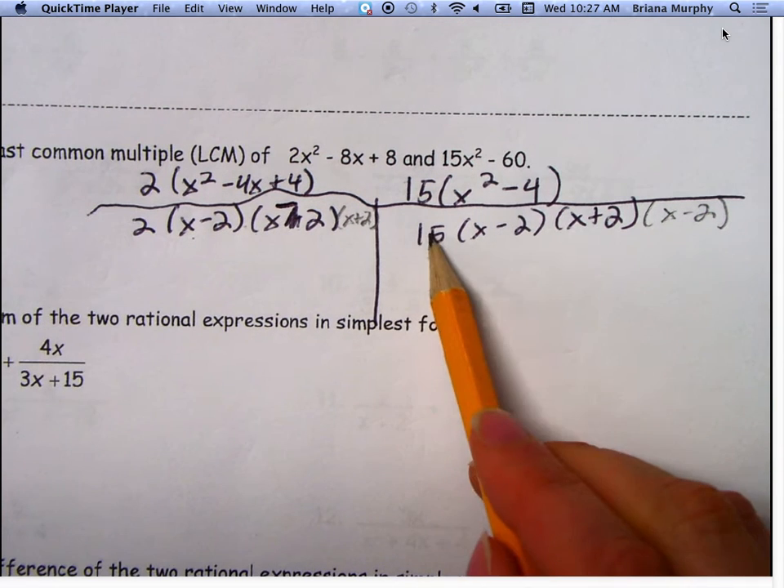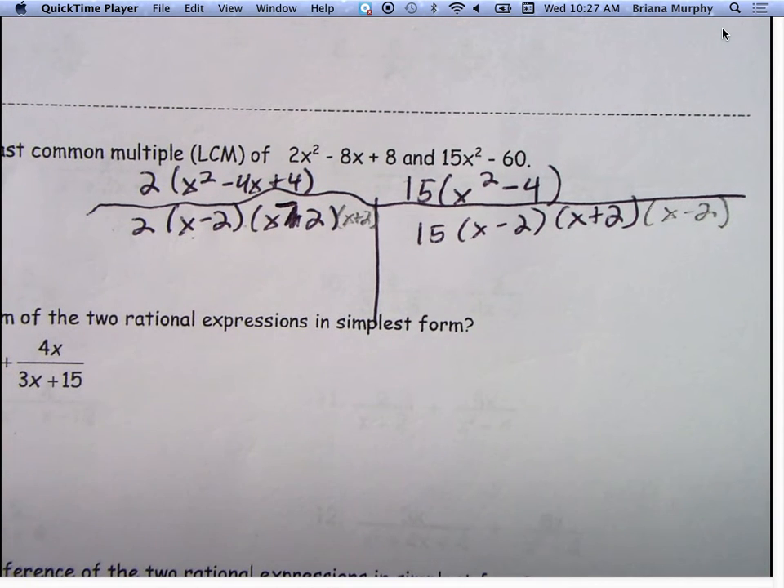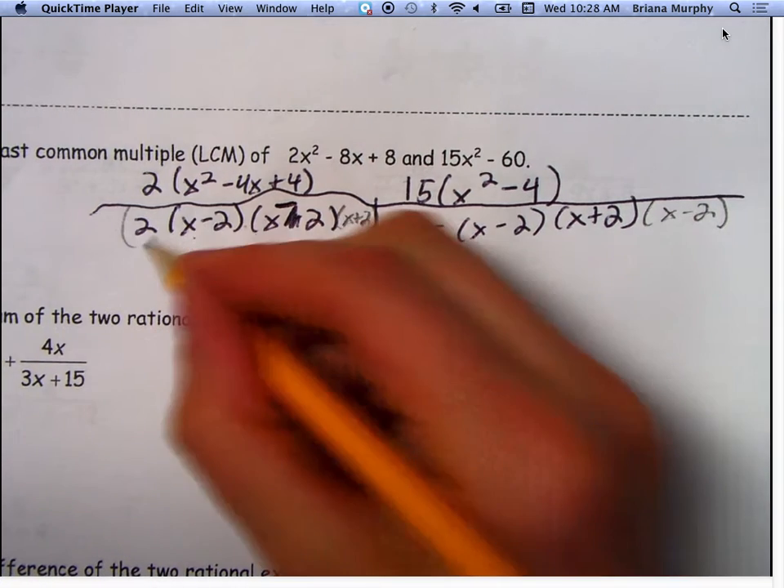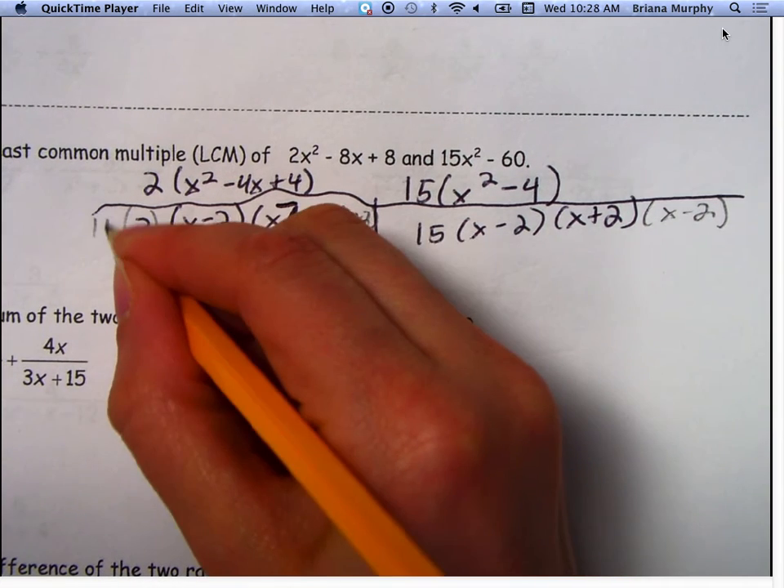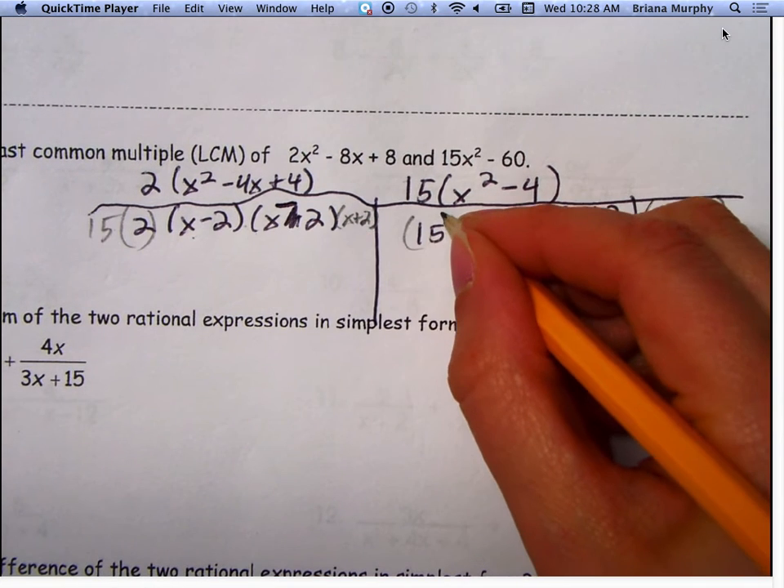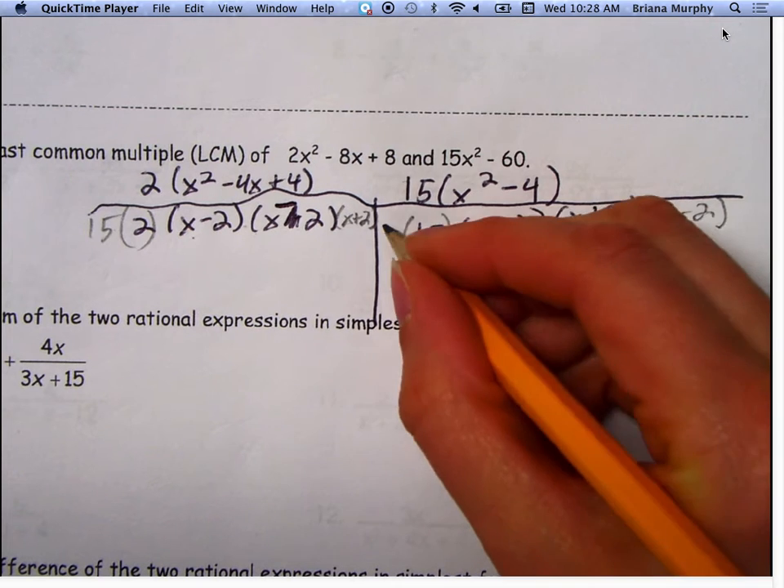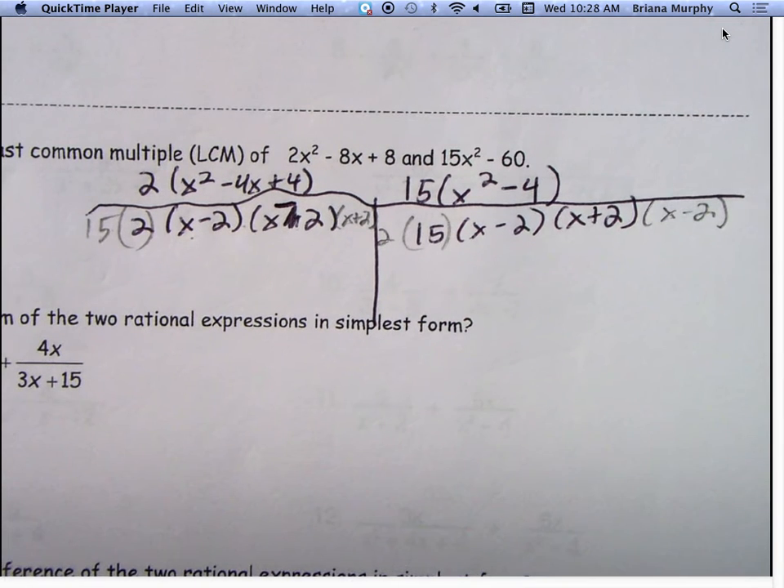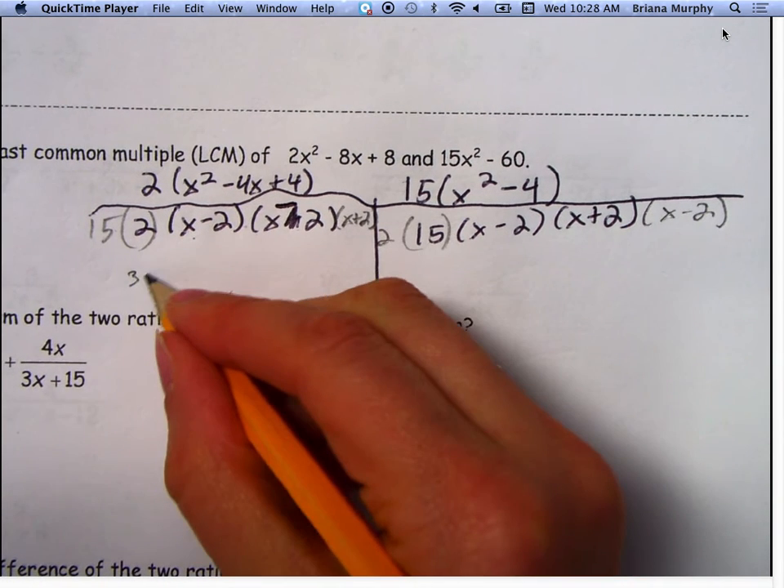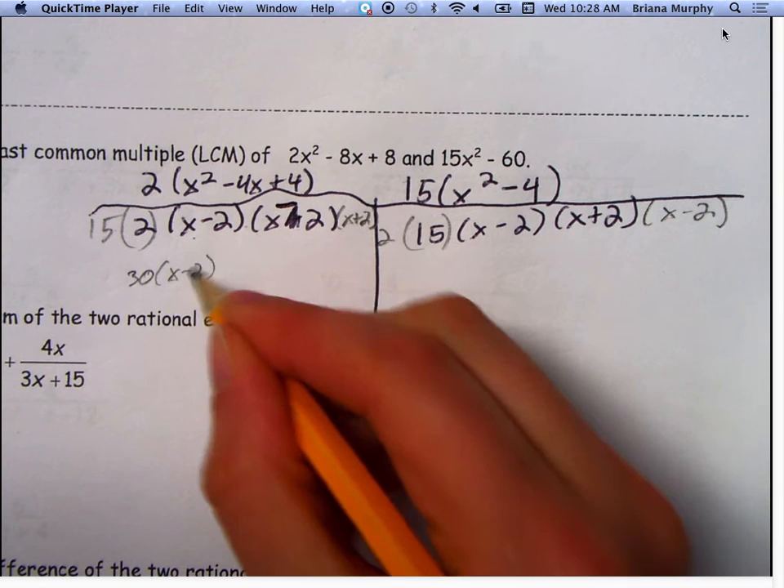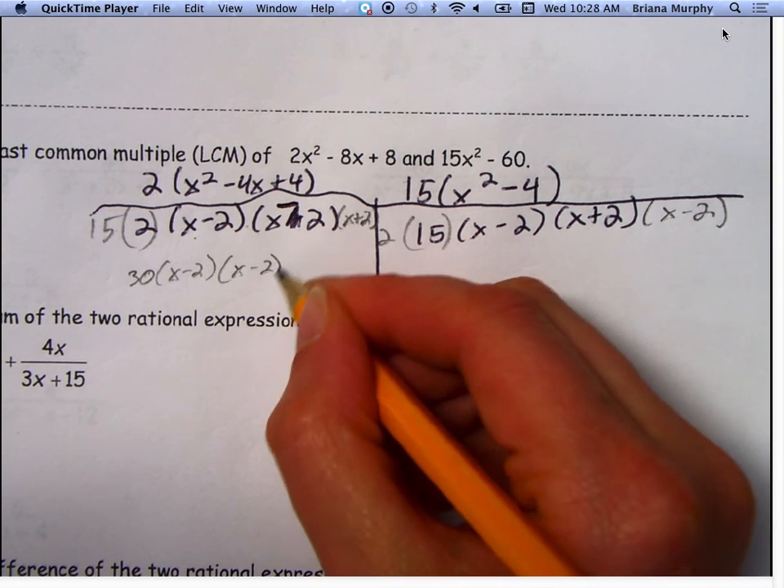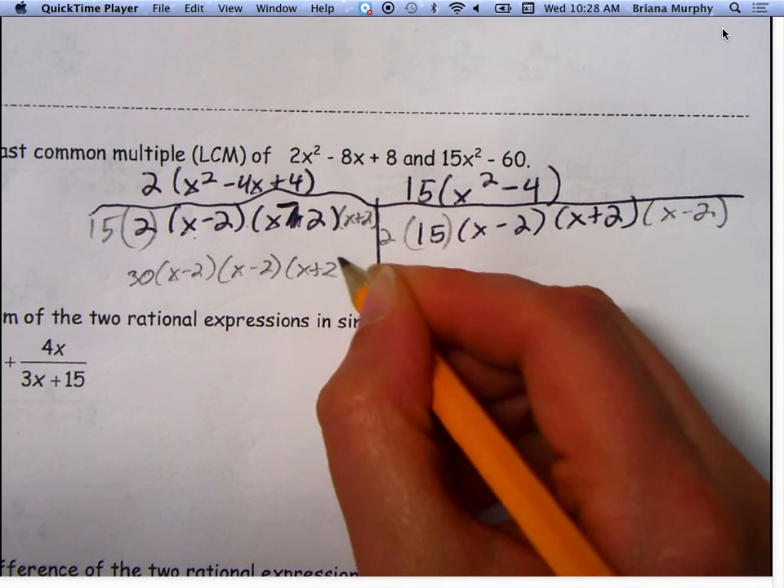This has 15, where this has 2, so what do I need to multiply them by? What's the lowest common multiple that 2 and 15 can go into? 30. So I'm going to have to multiply this side by 15. I'm going to have to multiply this side by 2. So we're going to end up with 30 times x minus 2 times x minus 2 times x plus 2 for both sides.